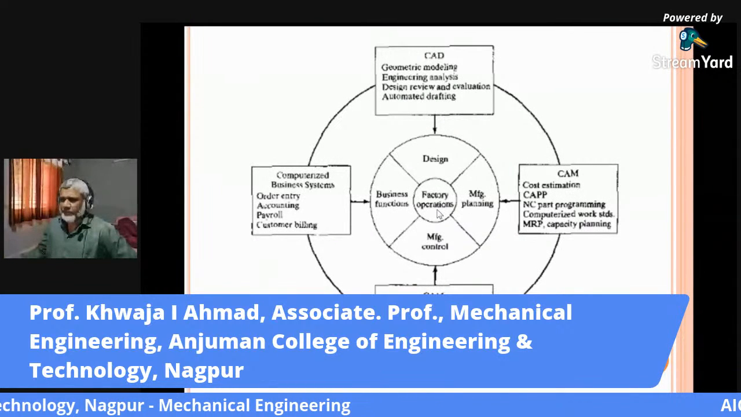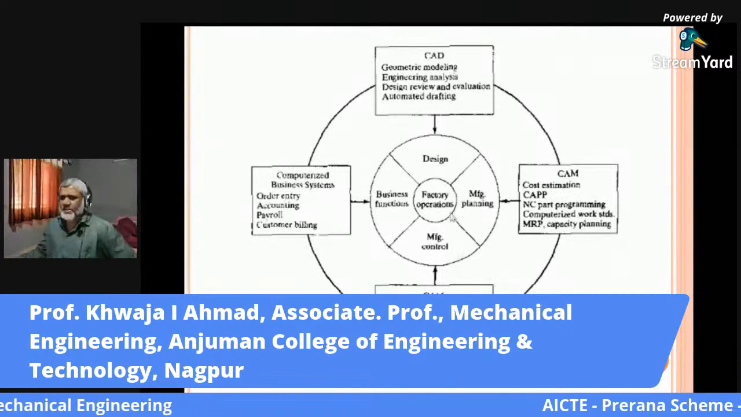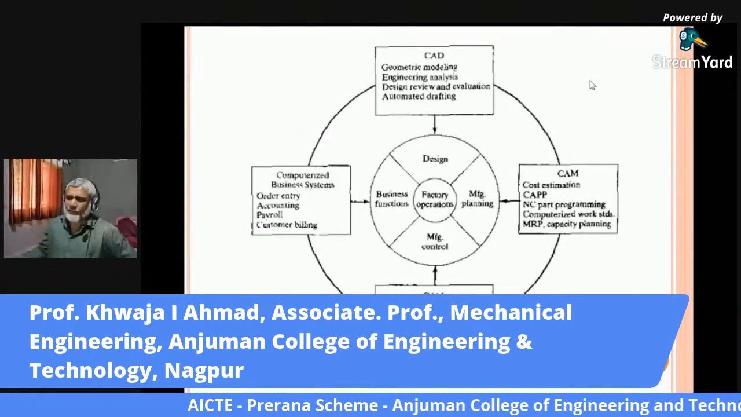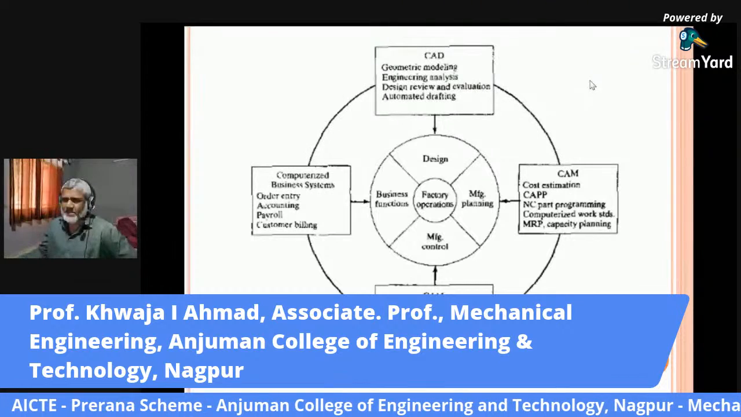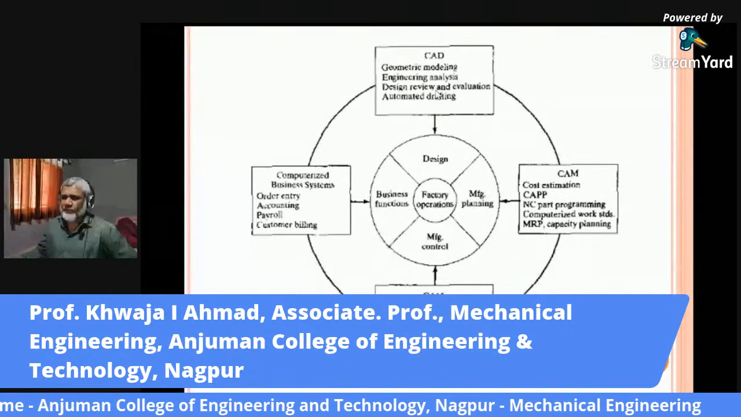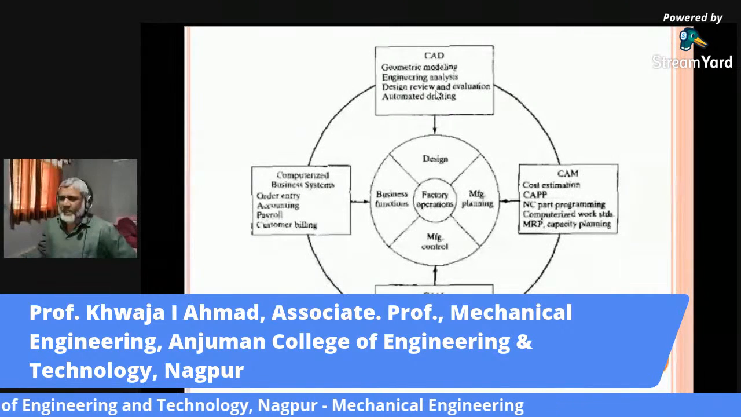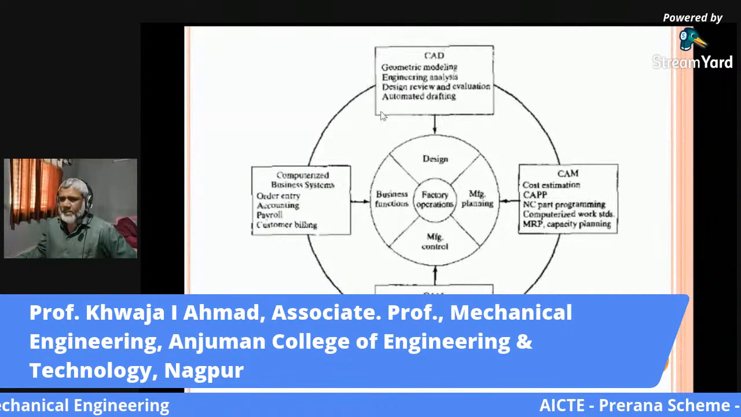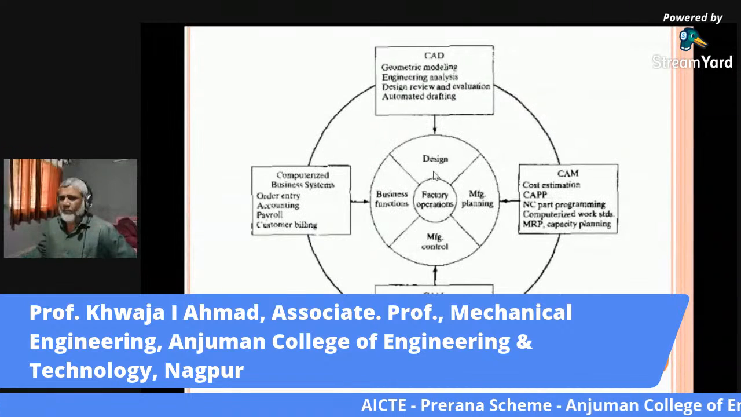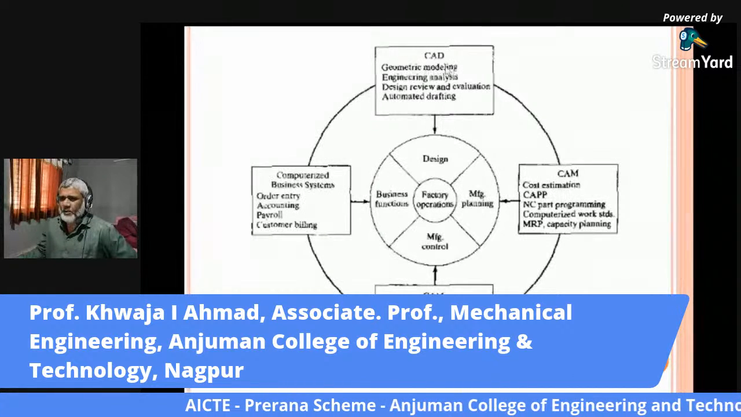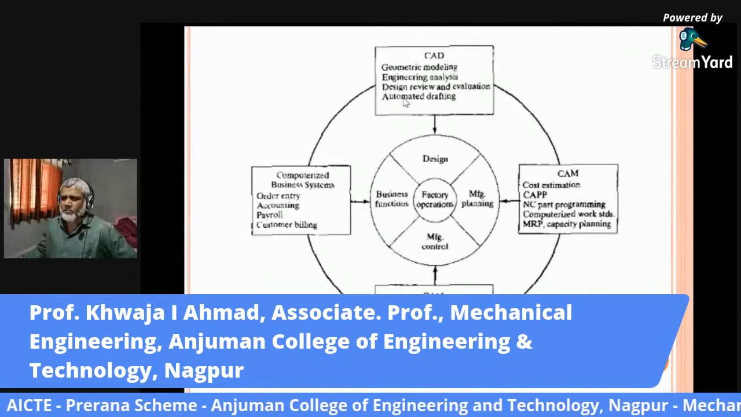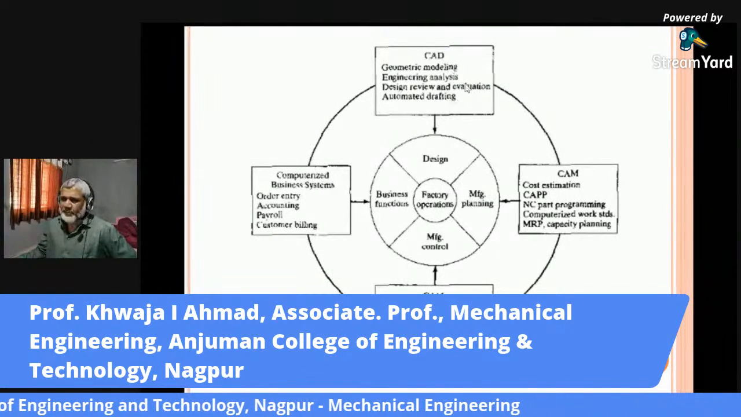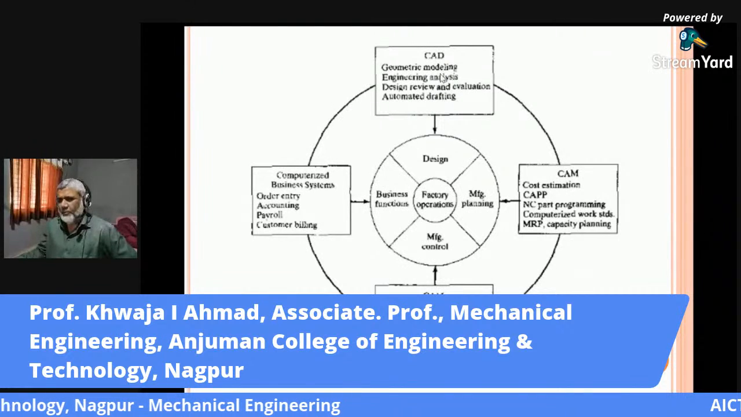Now a little bit further, the computerized elements of a CIM system are computer aided design, which is done for geometric modeling and engineering analysis. You are using different types of software over there, design review and evaluation, and automated drafting. This is the purpose of the design, where you are using computers for designing through these particular mediums. So design is computerized completely. Even for printing the drafts, you are using the computer and printer.